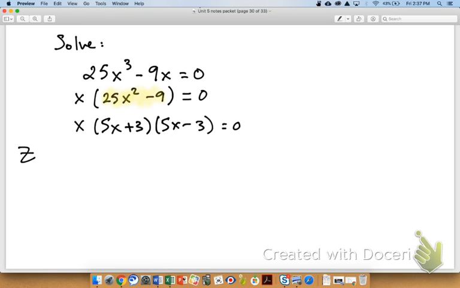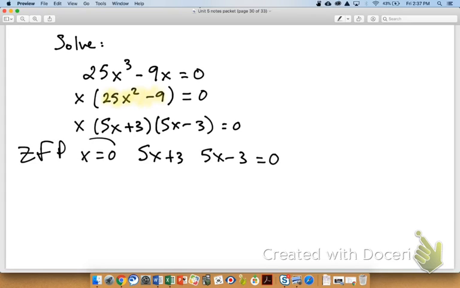Now is when you use the zero factor property, because it's been factored, right? You set each of the factors equal to 0, and so you get something like this. Caroline, this is the only step you were missing, really, right? You had it factored really well. Now we just set each factor equal to 0.